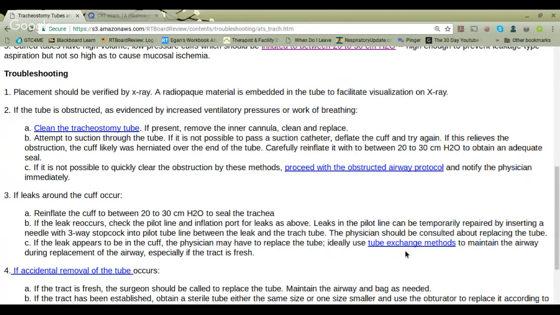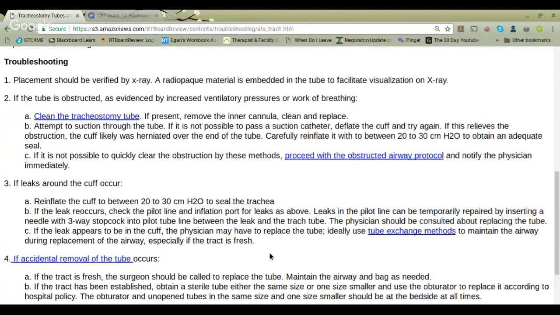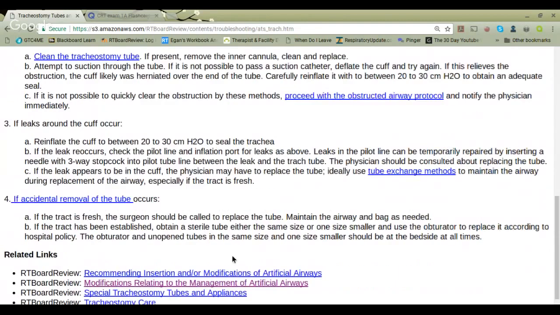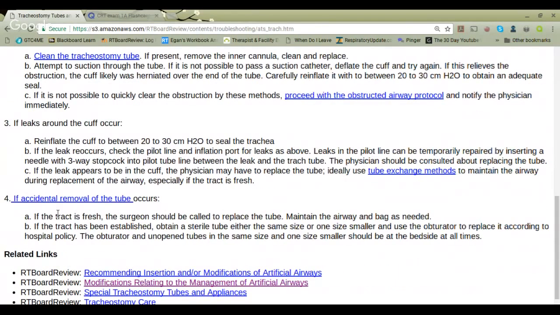Ideally, use tube exchange methods to maintain the airway during replacement of the artificial airway, especially if the trach is fresh, because the skin will close up basically. If accidental removal of the trach occurs, if the trach is fresh, the surgeon should be called to replace the tube. Maintain the airway and bag as needed.